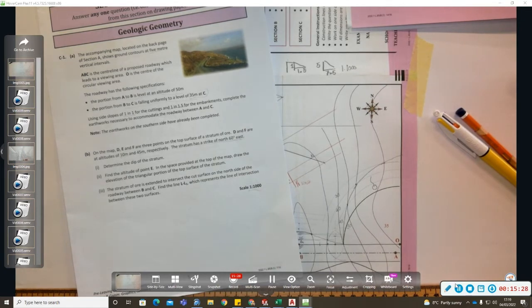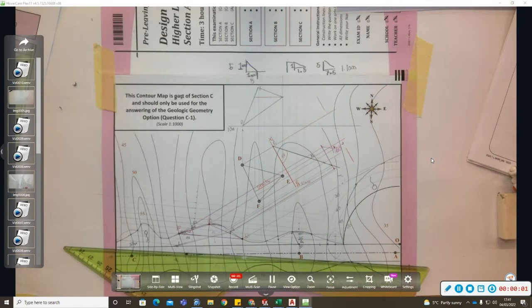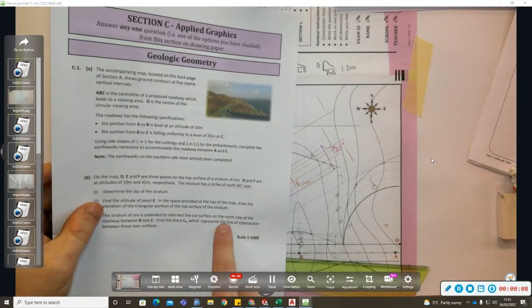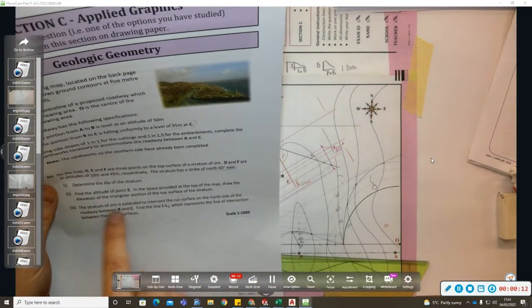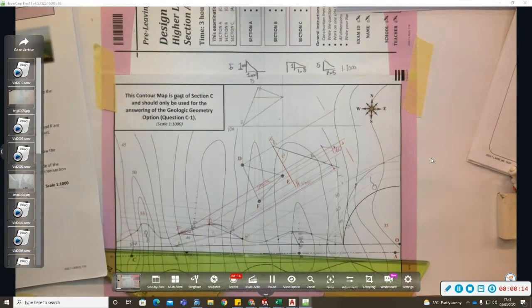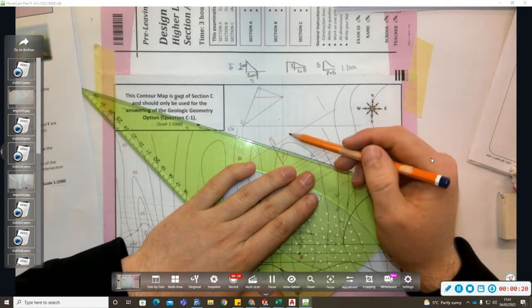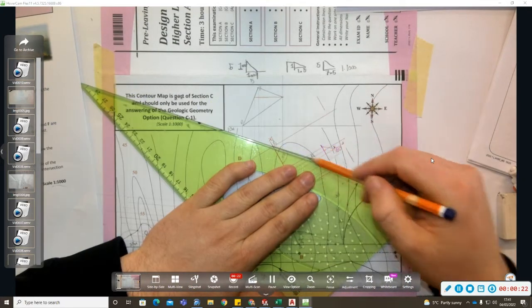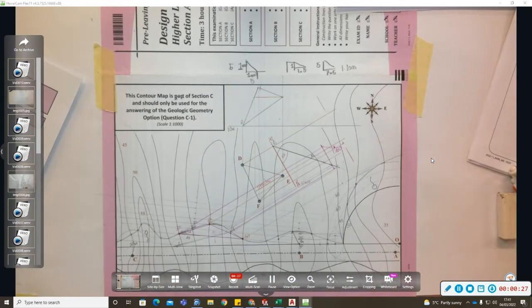Now, I forgot to mark in the dip, right? Okay, so the last part, a hard little one right here. The stratum is extended to intersect the cut surface on the north side. Find the line of intersection. The stratum projects as an edge view here. So the line of intersection is located on this edge view of the stratum. So you can extend that in there.